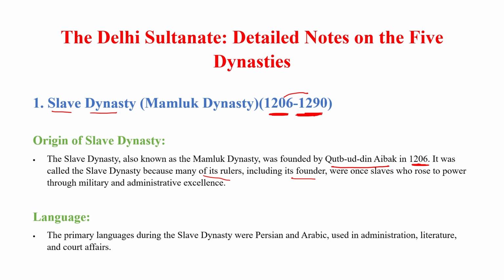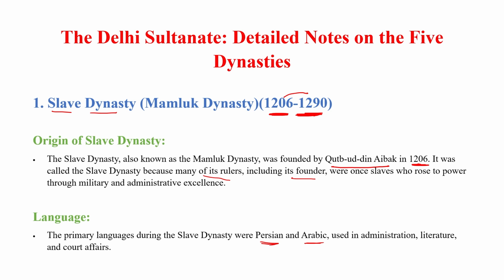The major languages of slave dynasty were Persian and Arabic. As the origin or the ancestors of the slave dynasty belong to Persia or Arabia, that's why the primary languages during the slave dynasty were Persian and Arabic, which were used in their administration, their literature, and their court also. Clear?